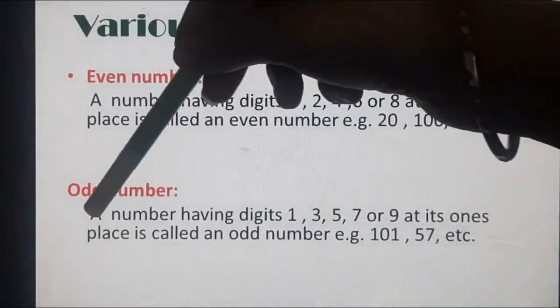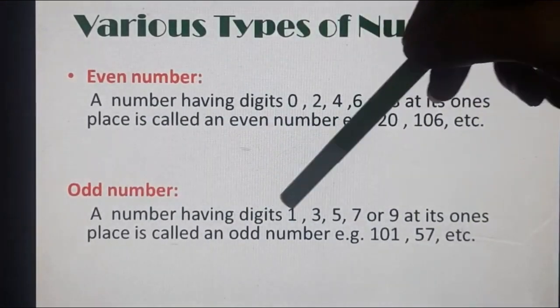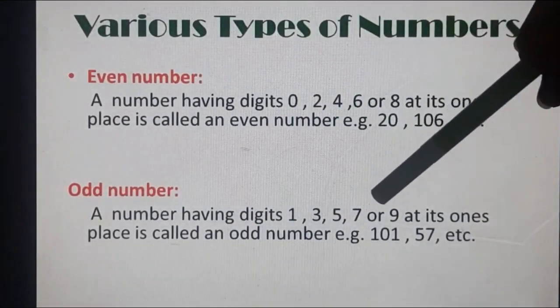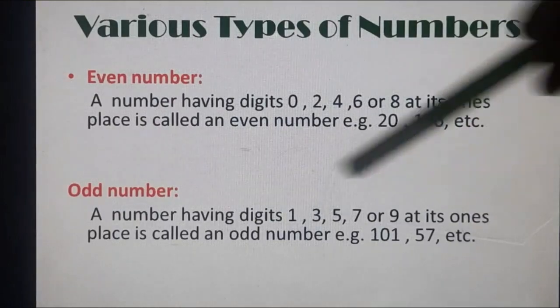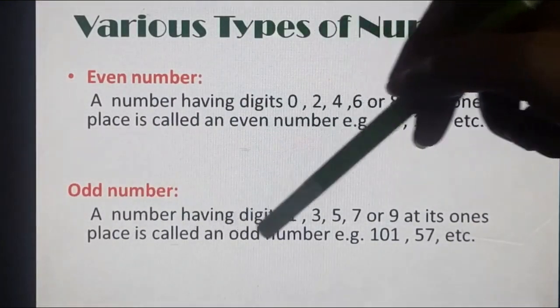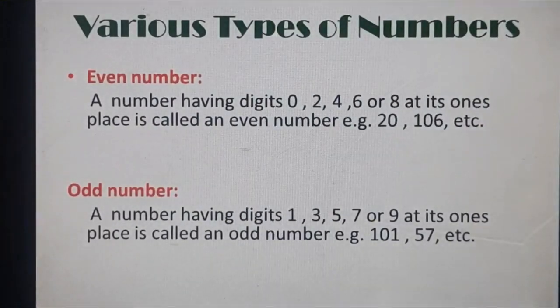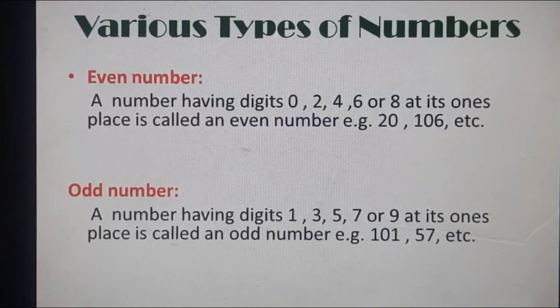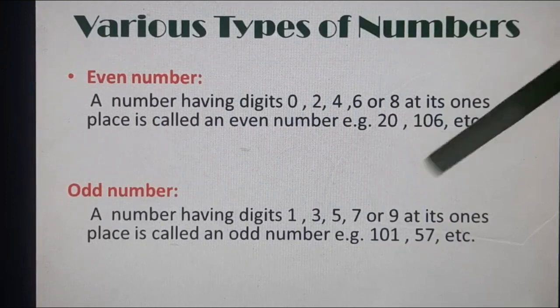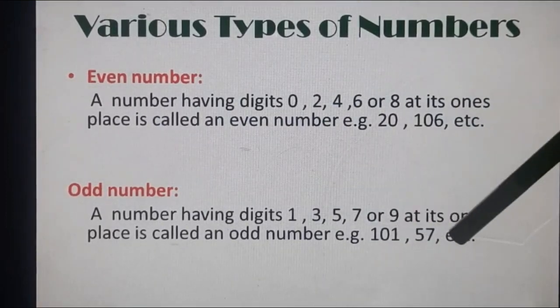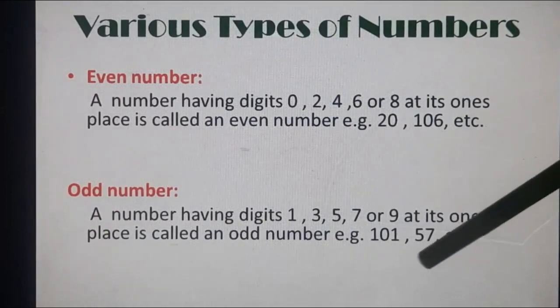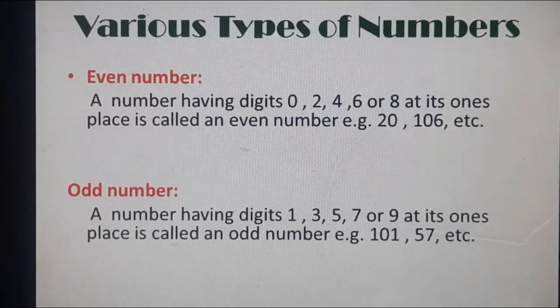Odd number. A number having digits 1, 3, 5, 7 or 9 at its ones place is called an odd number. If any number is given and we have to check it, is it odd or not, then we will check its ones place. If ones place is containing 1 or 3 or 5 or 7 or 9, then it is known as odd number. For example, 101 and 57. These are the examples of odd numbers.